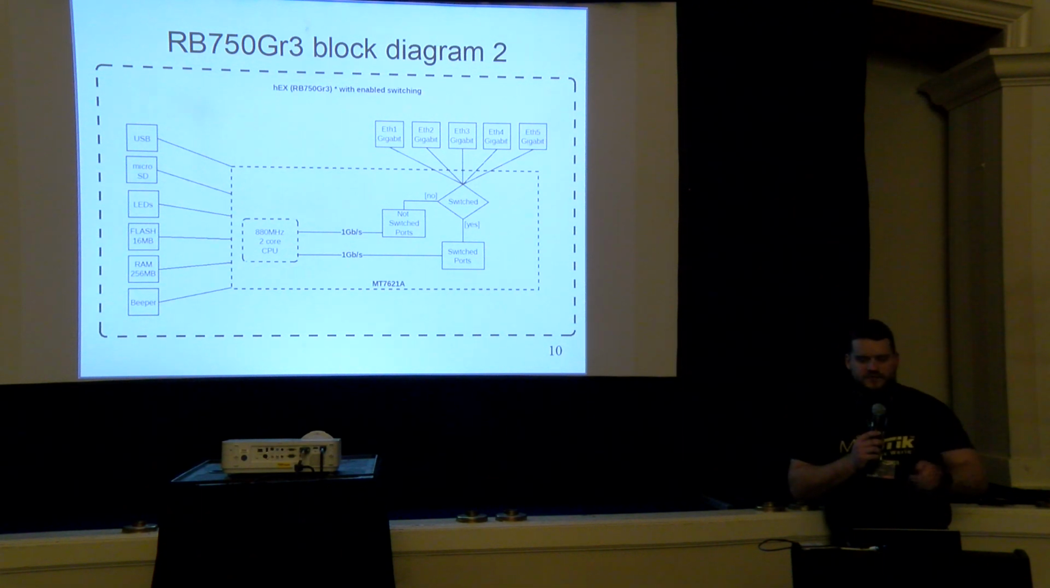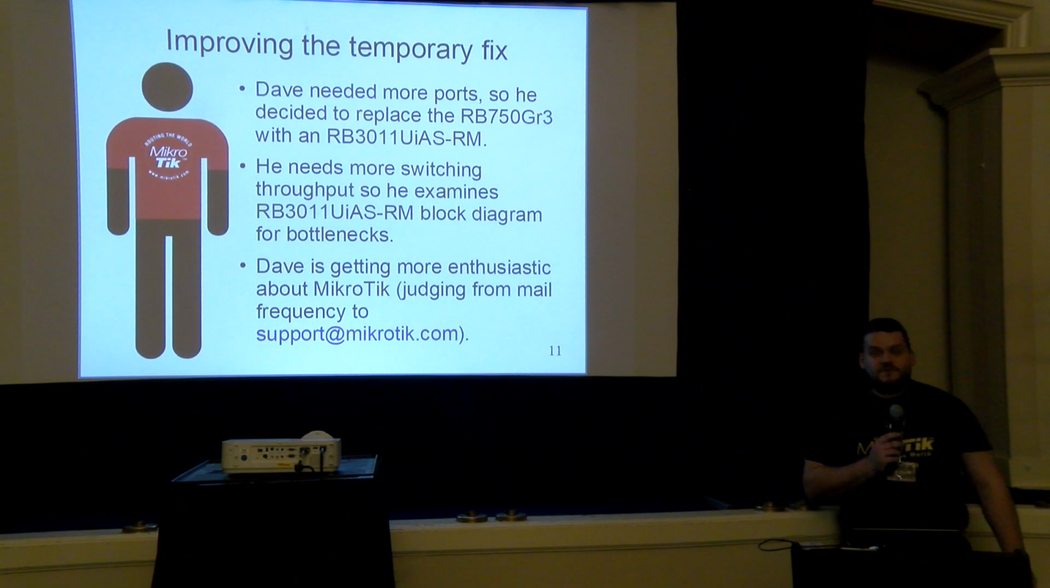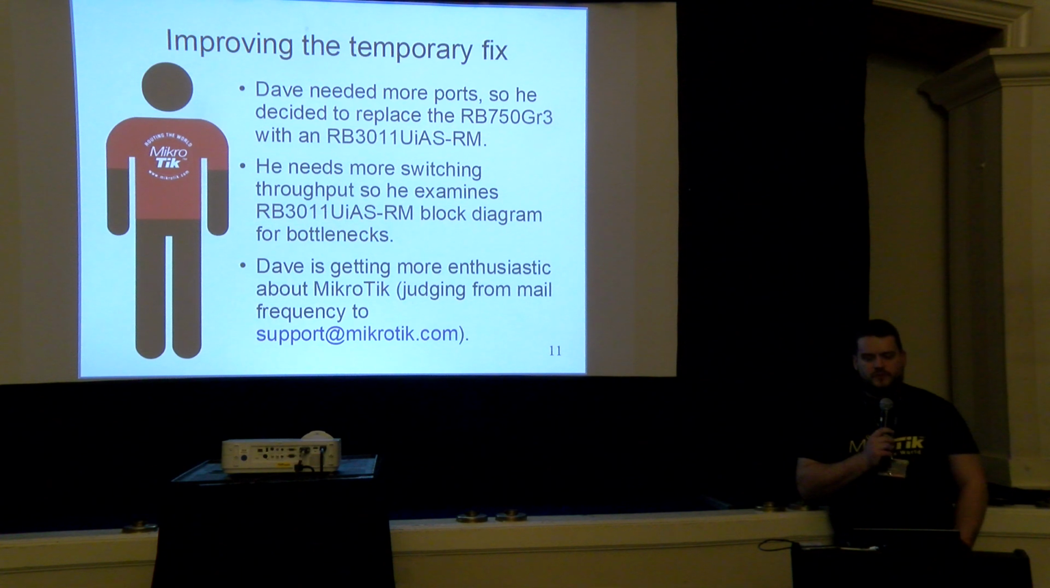But of course, things move, and you cannot leave 750 just hanging in your main server room next to racks and say that this fixed all the things and this is a permanent fix. You need to improve on that fix, so you need to get some additional device. So Dave needs more ports, and he decides to replace 750 for 3011. He needs more switching throughput. He examines the block diagrams, so he is now aware of block diagrams. He examined the block diagrams for bottlenecks, and of course, at this point, he's even more enthusiastic and keeps writing to support@mikrotik.com.